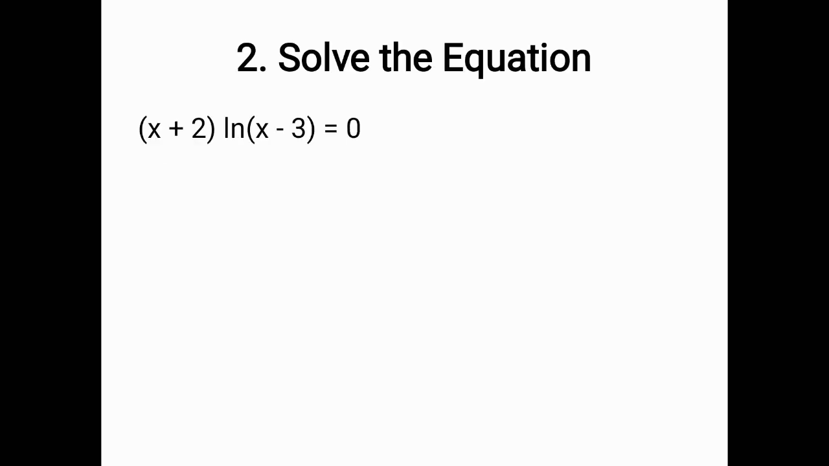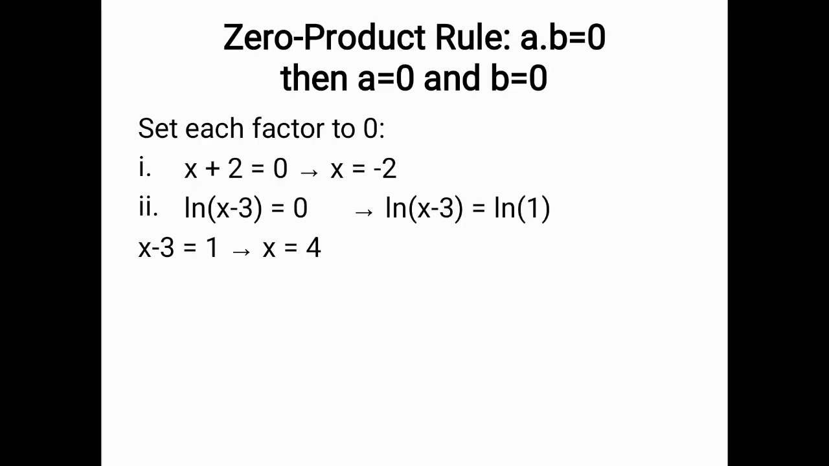We have question number 2. Solve the equation: x plus 2 times ln x minus 3 equal to 0. When you have this equation, no need to panic. It's very simple. Here we have the product of two functions, where on the right side you have 0. So very simple. If on the right side you have 0, let's go to the next slide. We have to use what is called the zero product rule.